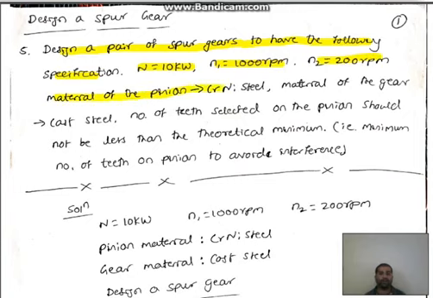Material of the pinion is chromium nickel steel. Material of the gear is cast steel. Number of teeth selected on the pinion should not be less than the theoretical minimum. That is, minimum number of teeth on pinion to avoid the interference.